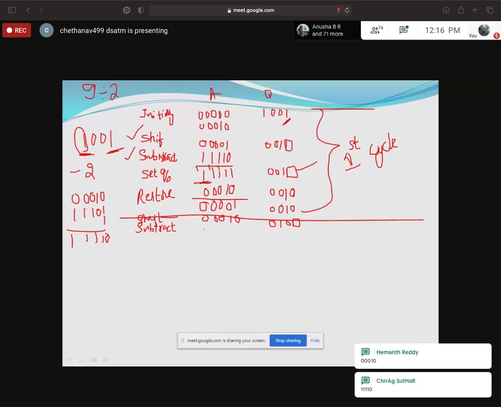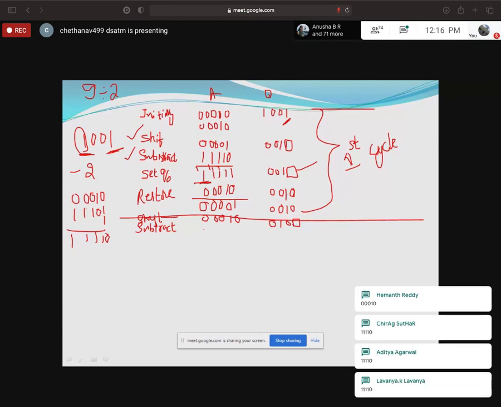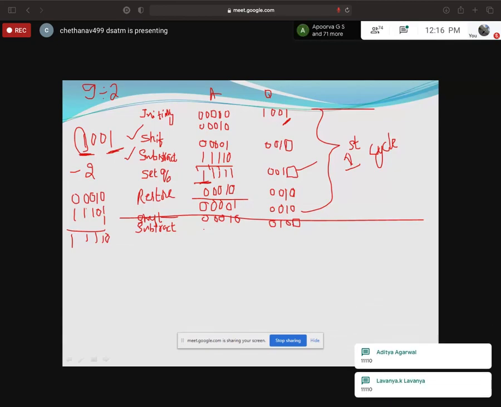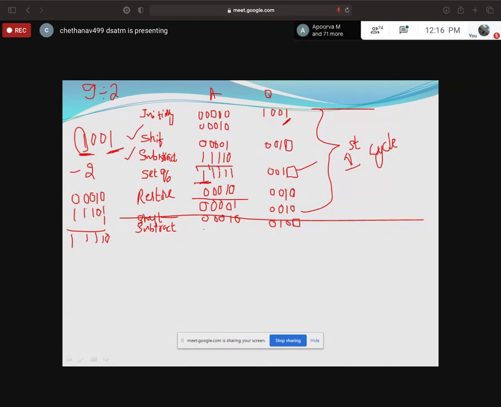0, 0, 0, 1, 0. Hemant gave it. Yeah. Why is this 1, 1, 1, 0? Because I'm subtracting M, and M is 2. But subtraction means take it negative. That means the 2's complement of your 2, which is nothing but 1, 1, 1, 1, 1, 1, 0. Subtract it.